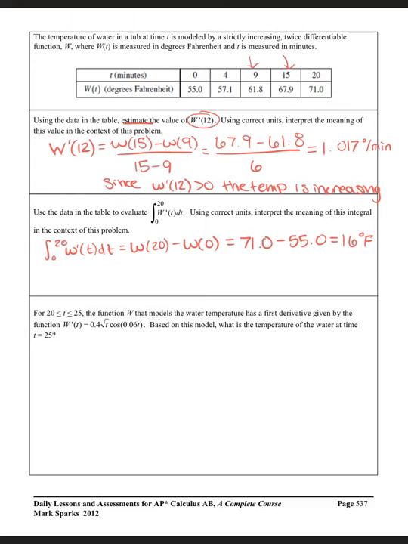So what we just did to integrate a derivative is the same. So if w of t is the temperature of the water, then w prime of t is the change in the temperature. So if we integrate that, this represents the amount of change of the temperature of the water.